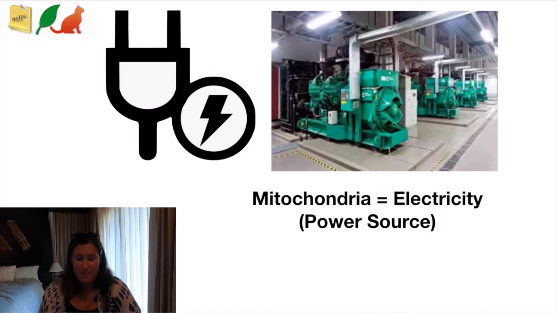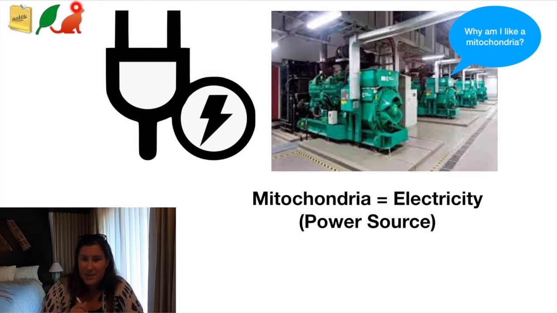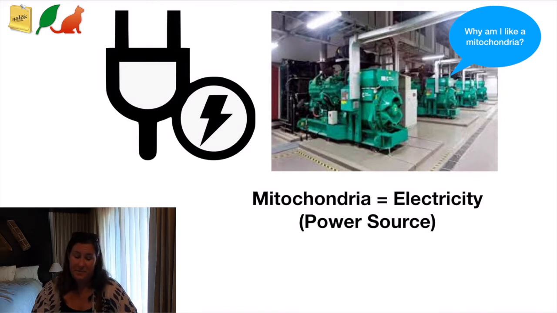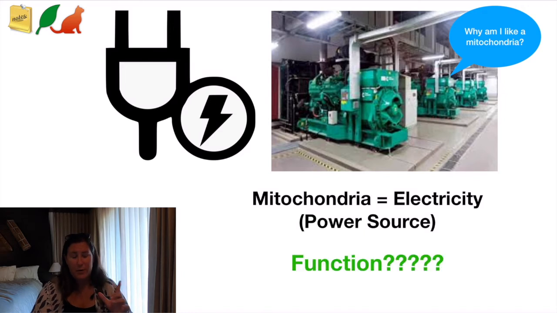The next one is the mitochondria. And so mitochondria is similar to the electricity or the power source in the factory. It's keeping the factory running. It's in both plant and animal cells. So if you think about a power source in a factory, how is that similar to the mitochondria in the cell? Remember, the mitochondria creates ATP, or energy, that's usable for the cell. So they have a very similar function.